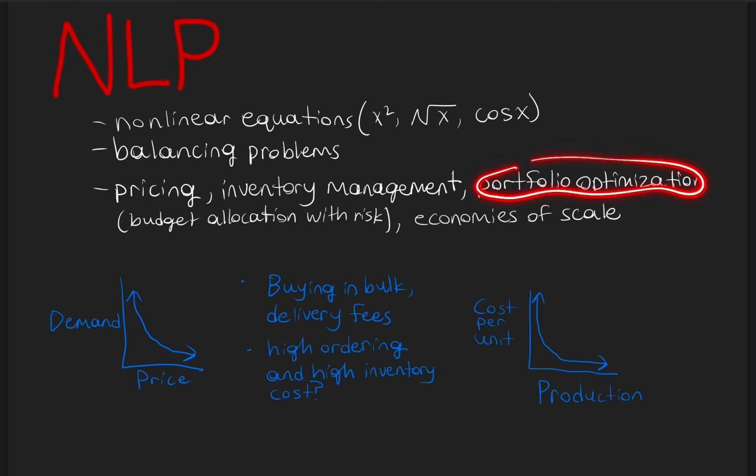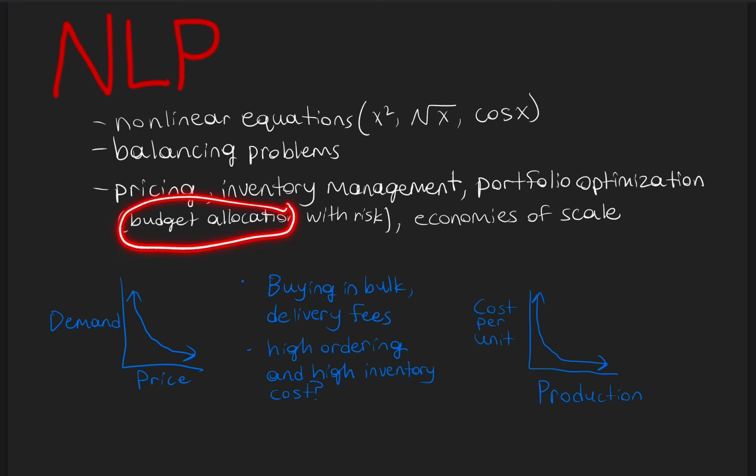Also, portfolio optimization. If you are interested in finance, nonlinear programming is right for you. Portfolio optimization includes budget allocation, which is typically linear, but if you want to solve budget allocation problems with risk, which is very important in the stock market, you might want to use nonlinear programs instead, and instead of maximizing profits, try to minimize risk. That is part of the portfolio optimization problem.